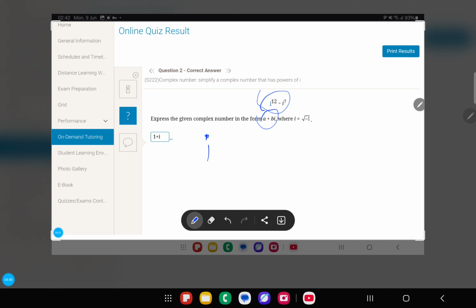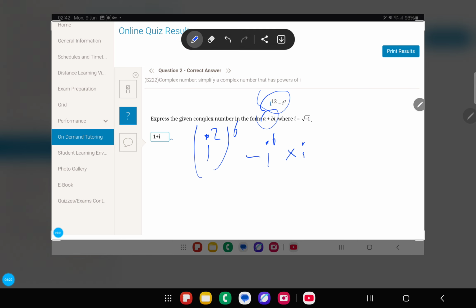a plus bi. So you put i to the power of 2, to the 6, minus i to the power of 6 times i. You make both of them to the power of 6. We know that i to the power of 2 is negative 1. So you have negative 1 to the power of 6 minus i to the power of 6 times i. Now, negative 1 to the power of 6 is just positive 1, because any even exponent turns the negative into positive. Okay? So let's just erase this.